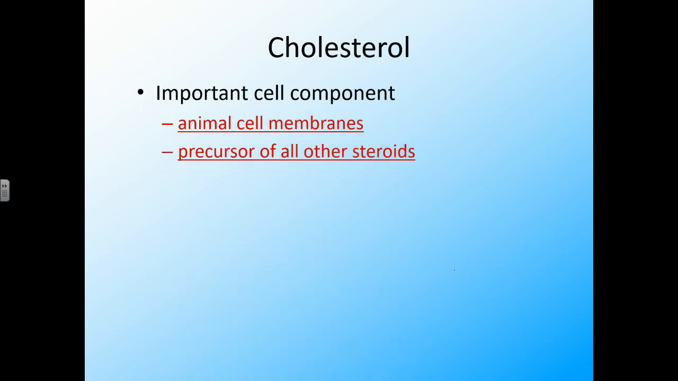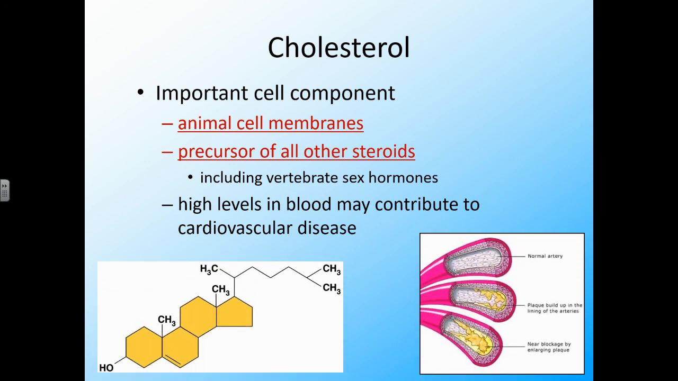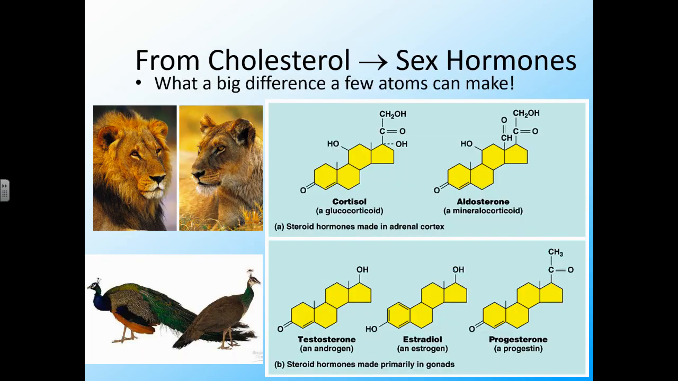Cholesterol is an important cell component. It's found in animal cells. It's a precursor of all other steroids. In other words, we have this part of the steroid and then we add on to that. High levels of cholesterol, however, may contribute to cardiovascular disease. And again, down there is the picture of cholesterol and then just a picture showing how it can start blocking up your arteries. Again, cholesterol helps keep cell membranes fluid and flexible. More details on that at a later time.